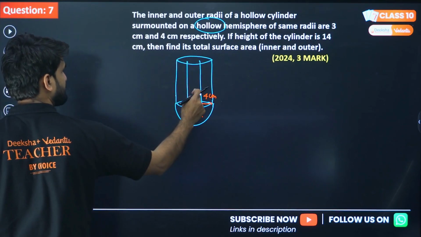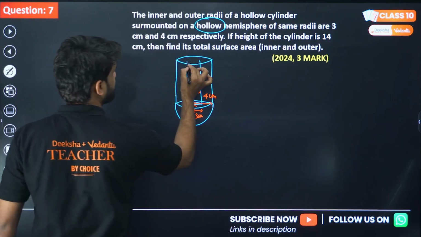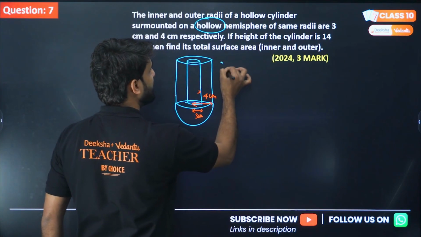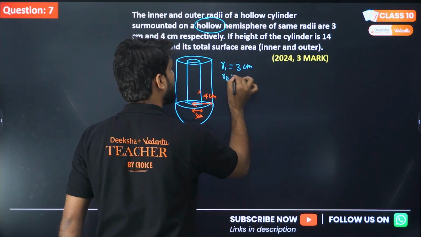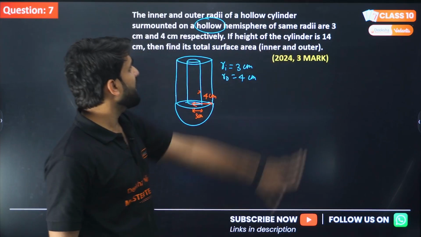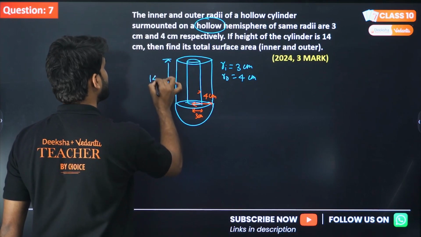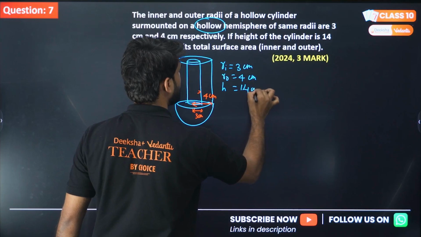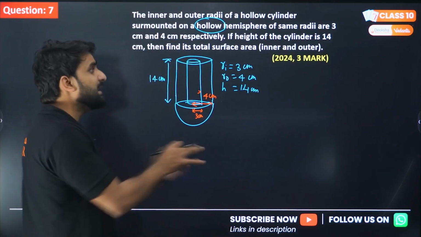The diagram looks a bit confusing, so let me erase it first. Okay, very good. So the inner radius Ri is 3 centimeter and the outer radius Ro is 4 centimeter. And if the height of the cylinder is 14 centimeter, this is the height of only the cylinder. So the height of the cylinder is 14 centimeter. These are the given information. Then find the total surface area, inner and outer.